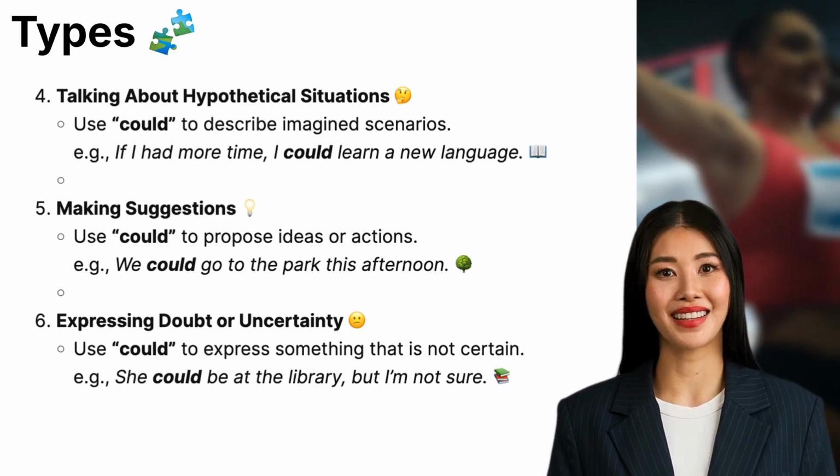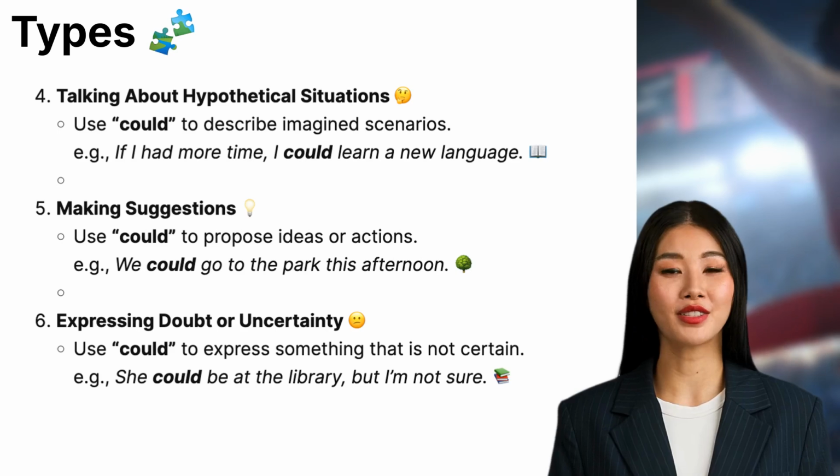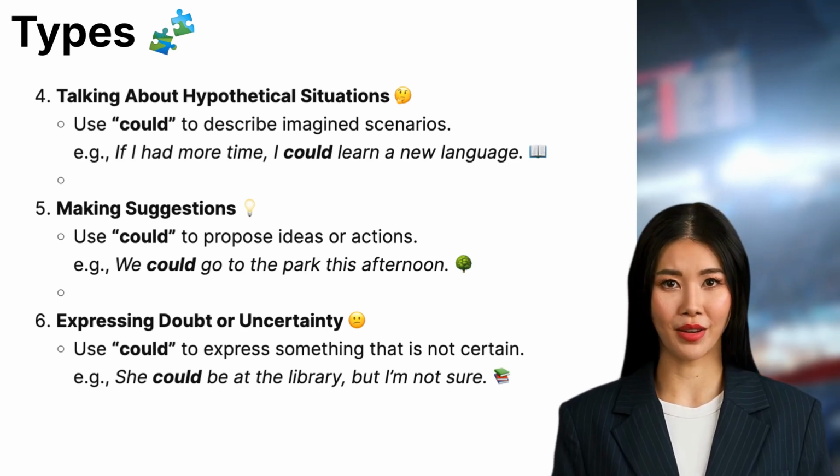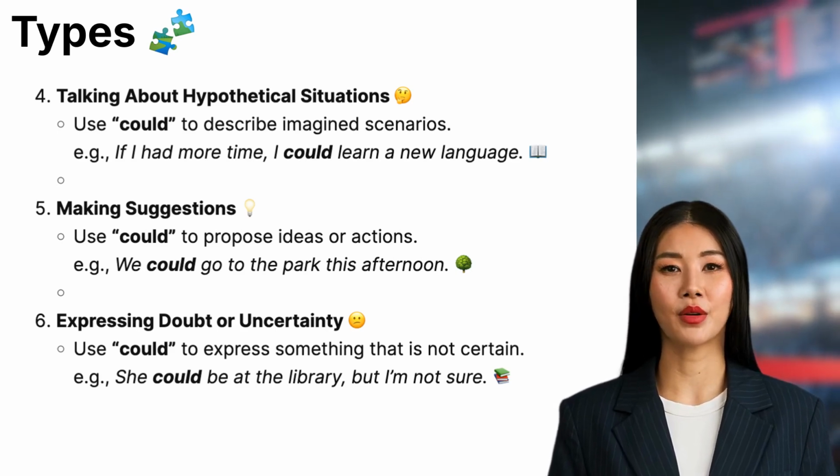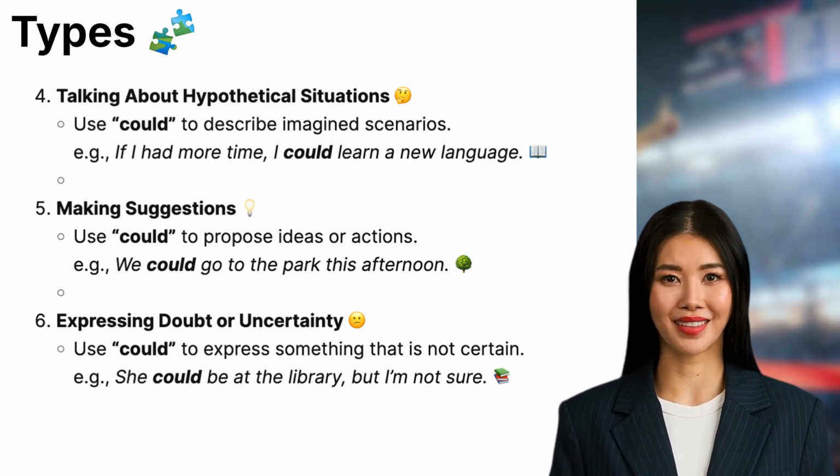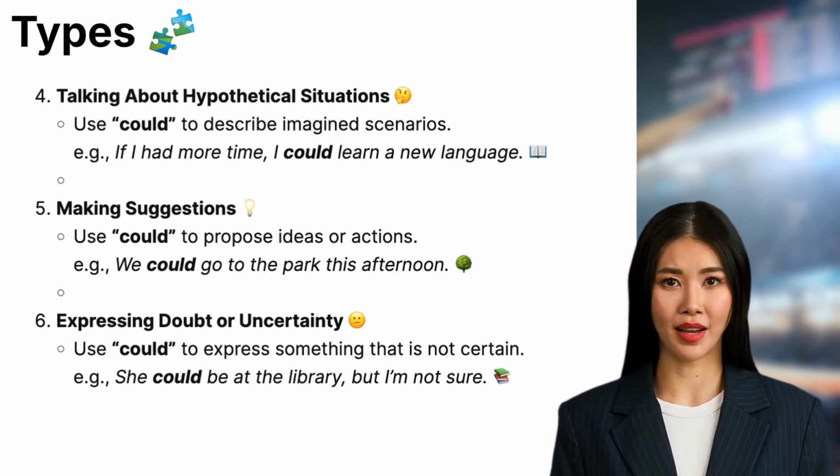5. Making suggestions. Use could to propose ideas or options in a friendly way. Example: we could go to the park this afternoon. This means going to the park is one possible idea.